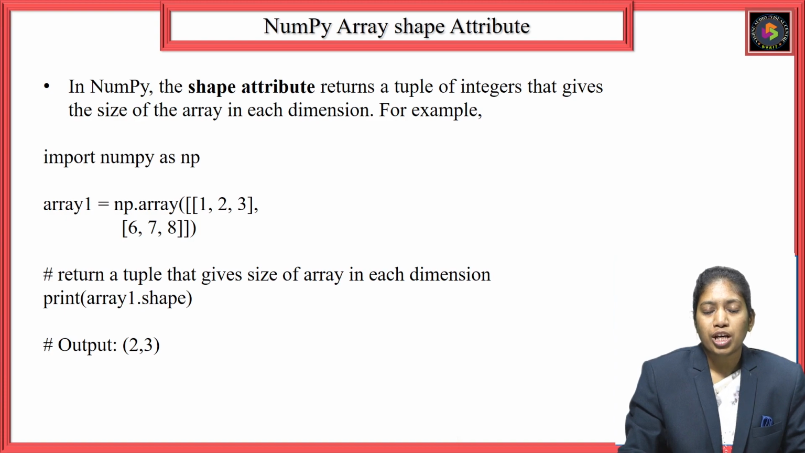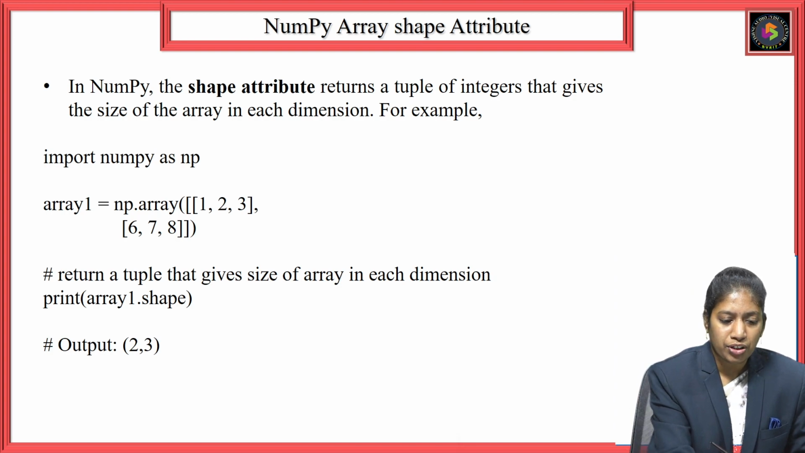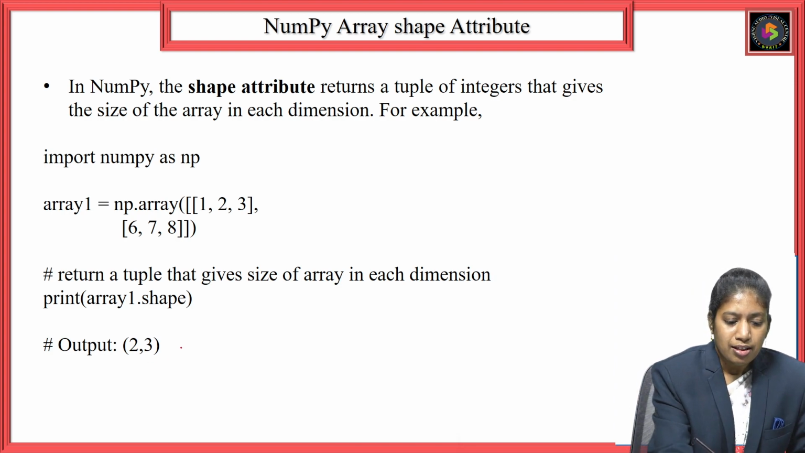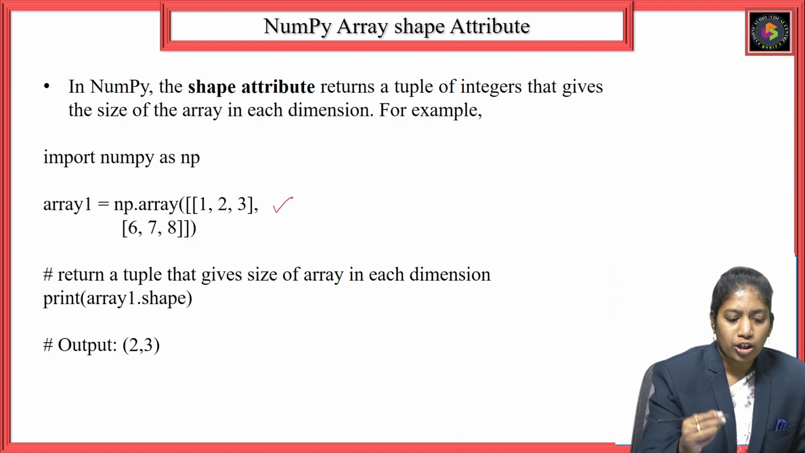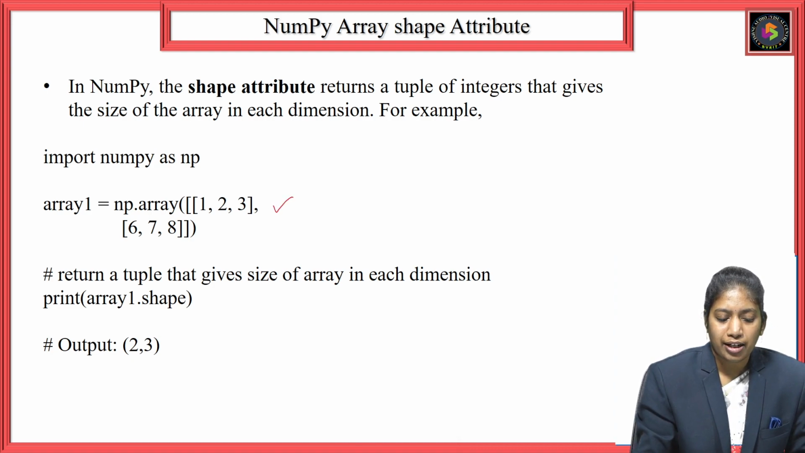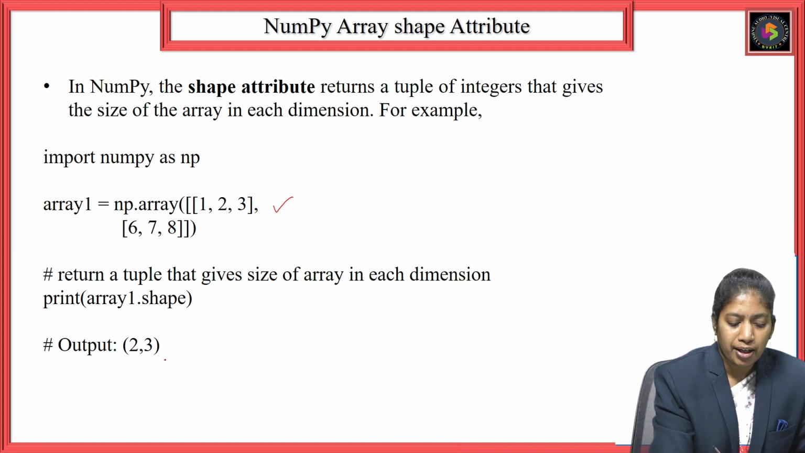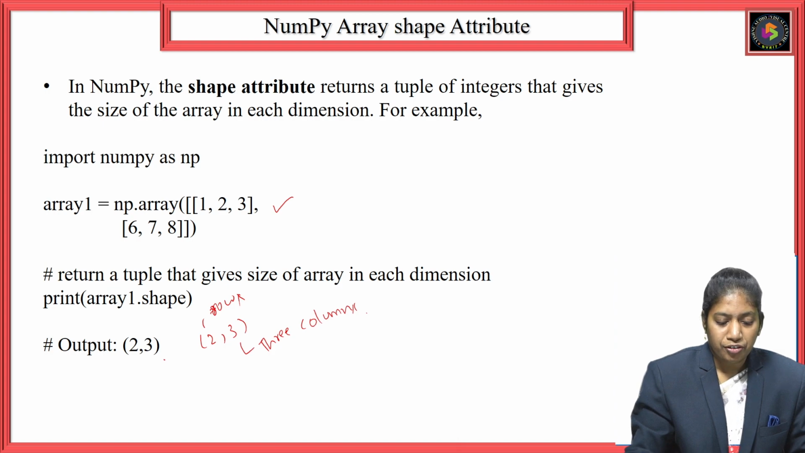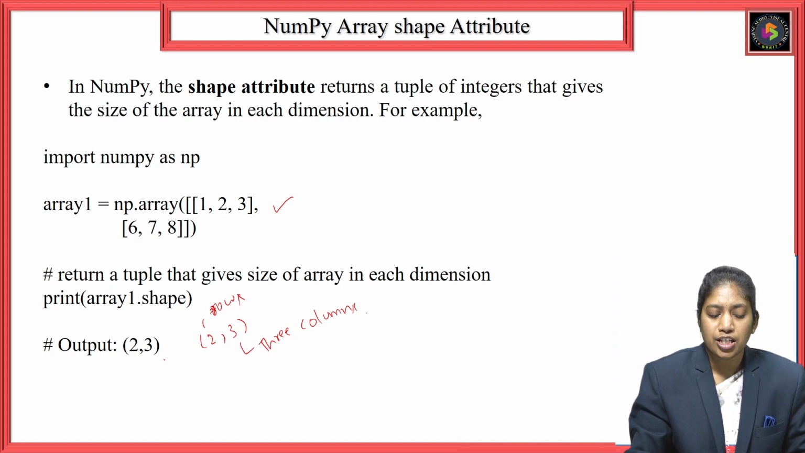So shape. What will the shape attribute give? The shape attribute gives a tuple of integers that gives the size of the array in each dimension. See here the same example, np.array. I have created a 2-dimensional array, and its shape output is 2, 3. So it is 2 rows, 3 columns. It returns a tuple giving the size of the array in each dimension.